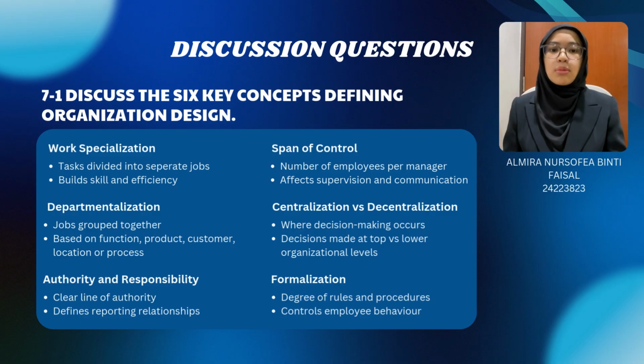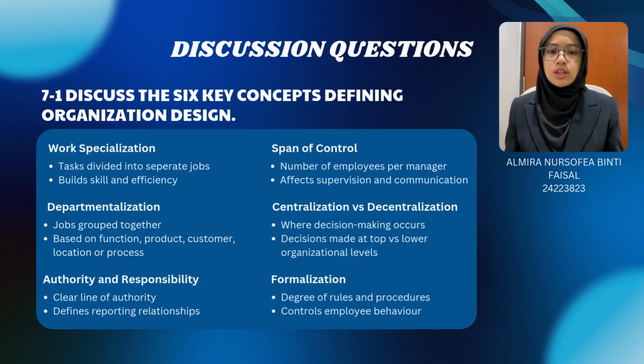The fifth concept is centralization and decentralization. This focuses on where decisions are made. In centralized organizations, decisions are made at the top, while decentralized organizations allow lower-level employees more authority. For example, headquarters may set policies, but store managers handle daily operations.